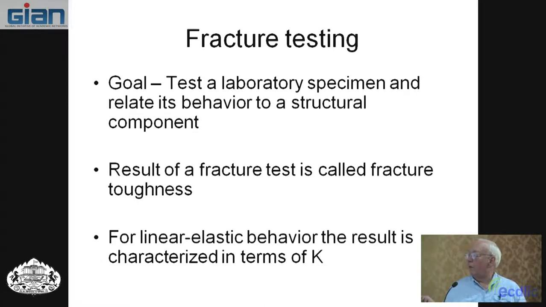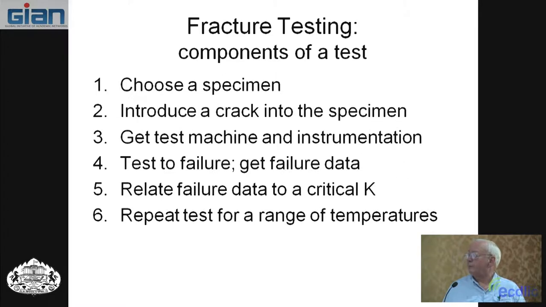The goal in fracture testing then is to test the laboratory specimen so that you can relate its behavior, the laboratory behavior that is, to some structural component. The result of a fracture test is called fracture toughness, and you do that test by K if it's linear elastic material. Linear elastic is usually higher strength, lower toughness.